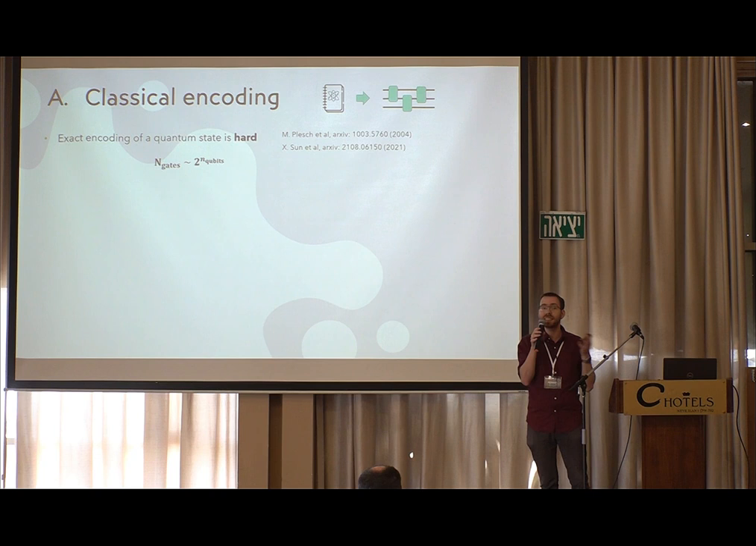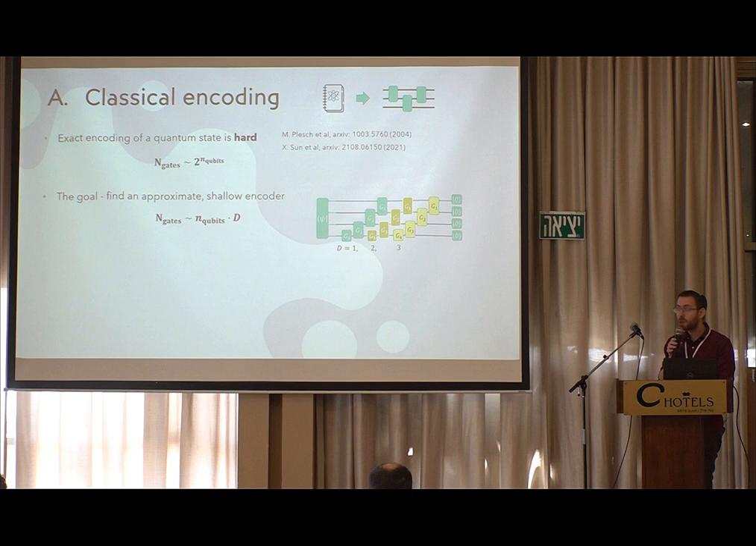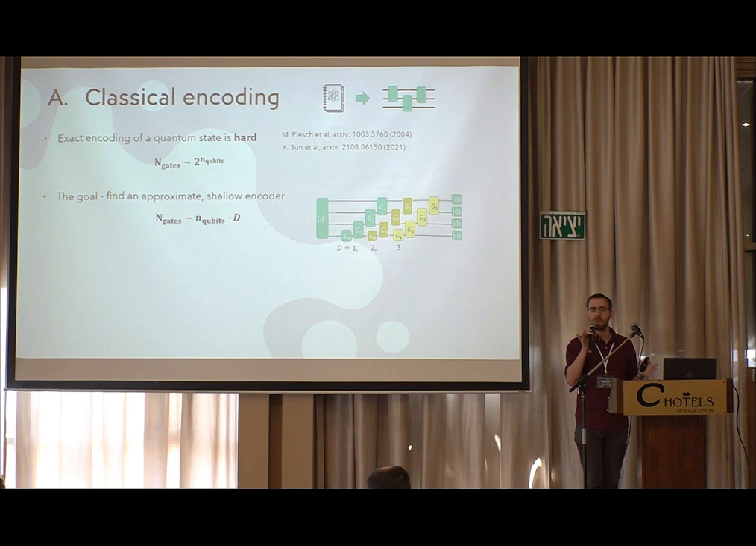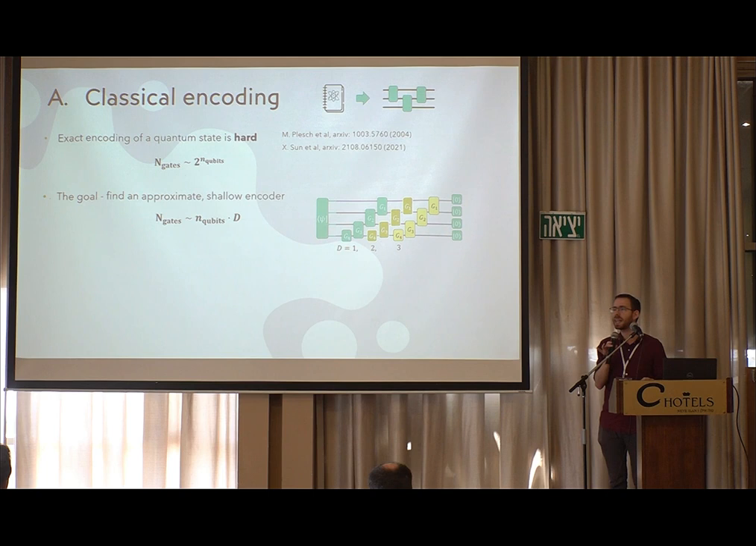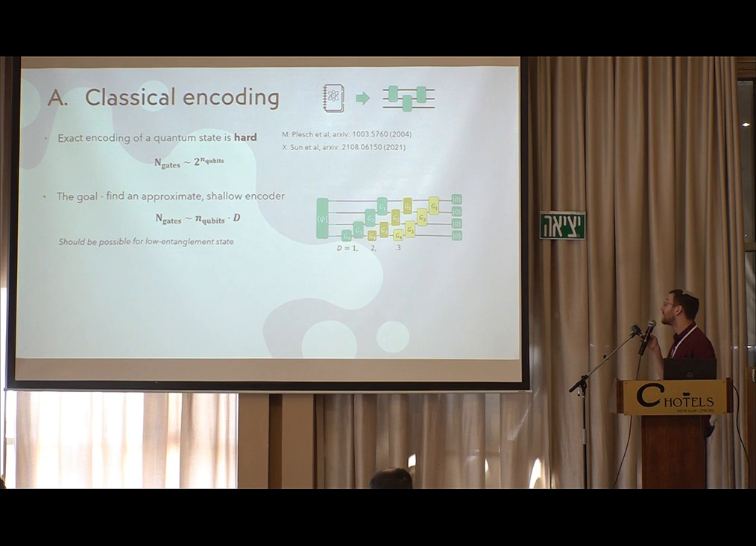First of all, exact classical encoding is very hard, because we need to encode an exponential number of amplitudes, exponential in the number of qubits. There are some methods of doing it in the literature, but we don't want to focus on that. We want to focus on NISQ algorithms, and we want to find an approximate shallow encoder. So at the beginning we set the number of layers we want to use, and then we ask ourselves, given this number of layers, what is the best gate we should apply in order to get to the target state.